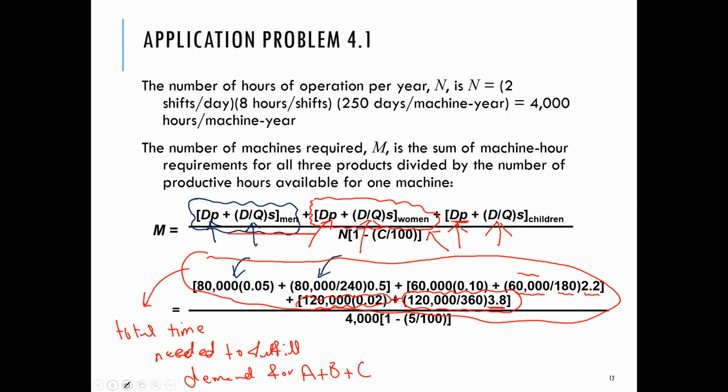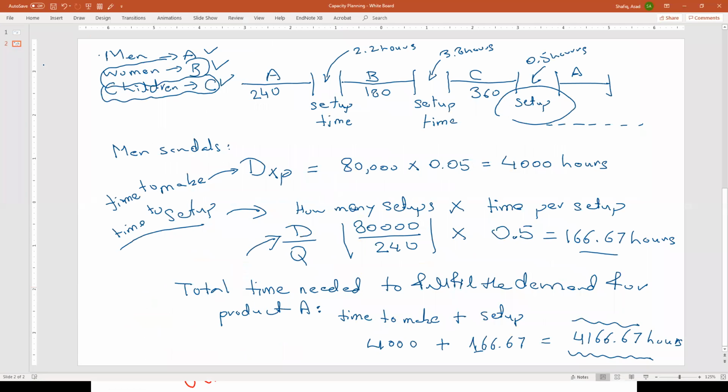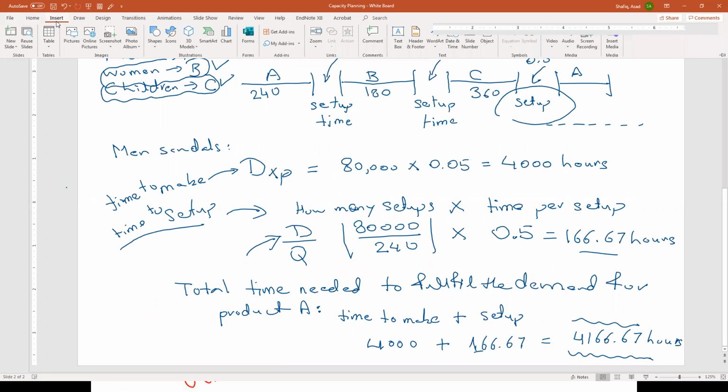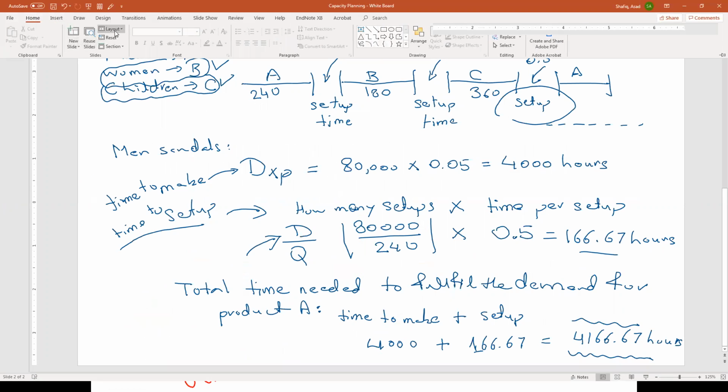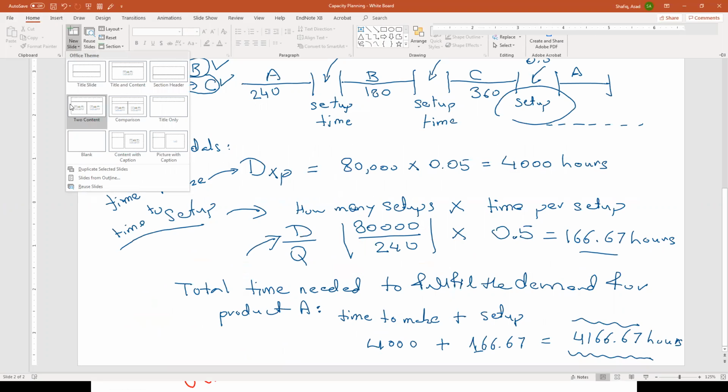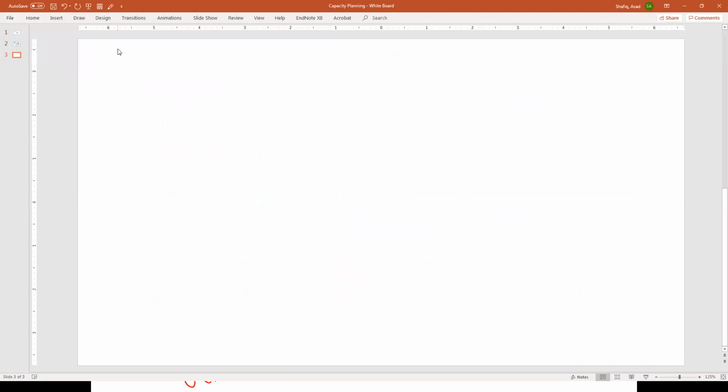So let me again change the color for explanation, and let's pick green. Okay. So now what we have to worry about is how do we find out the denominator? Now again, for that, I will go to our whiteboard. Here we are. Let me add a new slide. Insert, new slide, and this is a blank slide. Perfect. Okay.